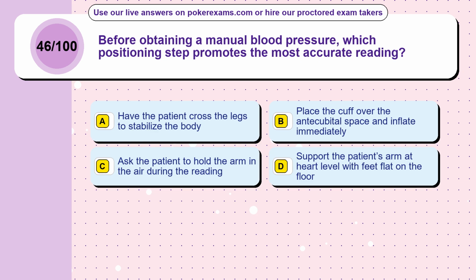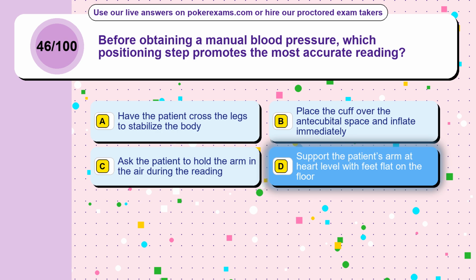Question 46. Before obtaining a manual blood pressure, which positioning step promotes the most accurate reading? Option A. Have the patient cross the legs to stabilize the body. Option B. Place the cuff over the antecubital space and inflate immediately. Option C. Ask the patient to hold the arm in the air during the reading. Option D. Support the patient's arm at heart level with feet flat on the floor.